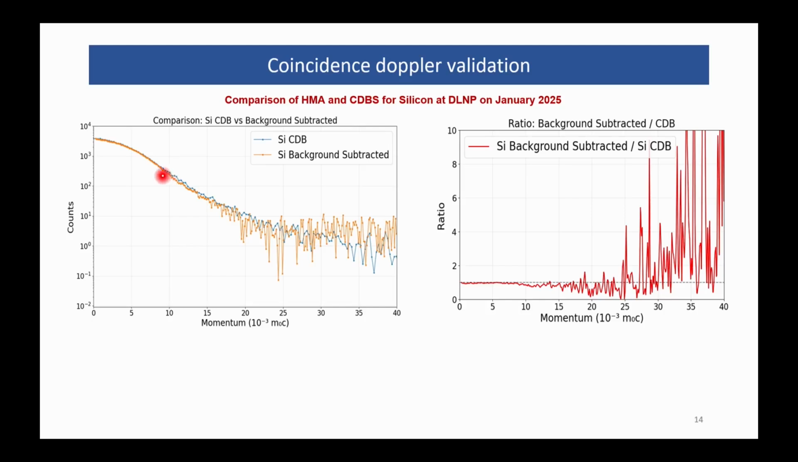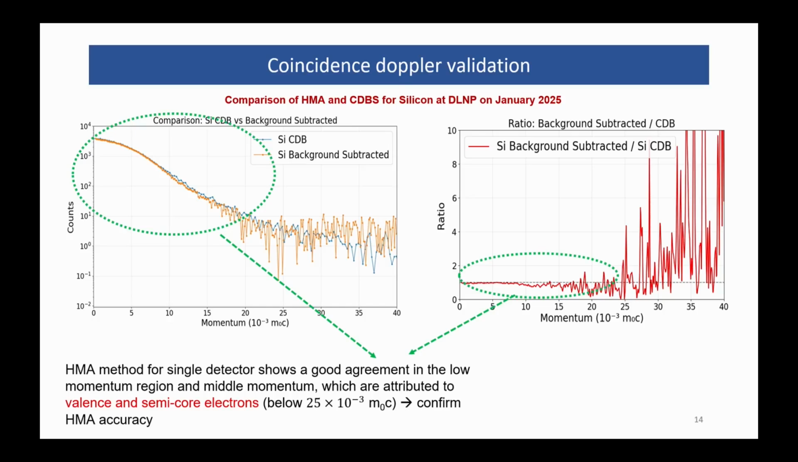It's not correct 100%. It just can describe the region near the annihilation peak here. We cannot describe the subtraction at very high momentum, the tail. That means we can only describe the S parameter and a little bit of the intermediate momentum. But in the high momentum region, it's unpredictable.